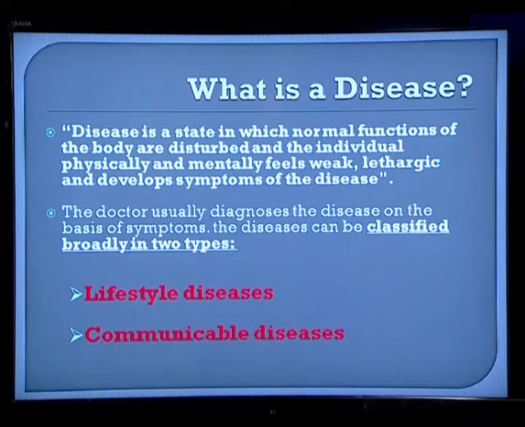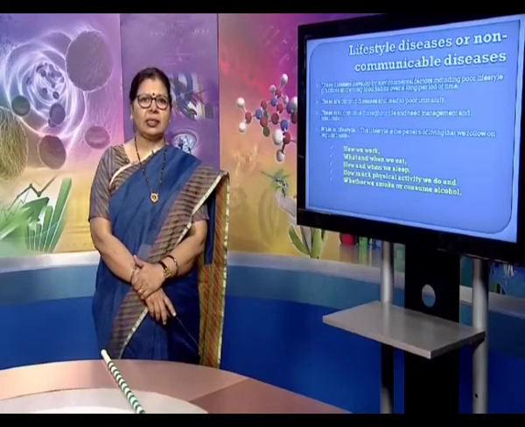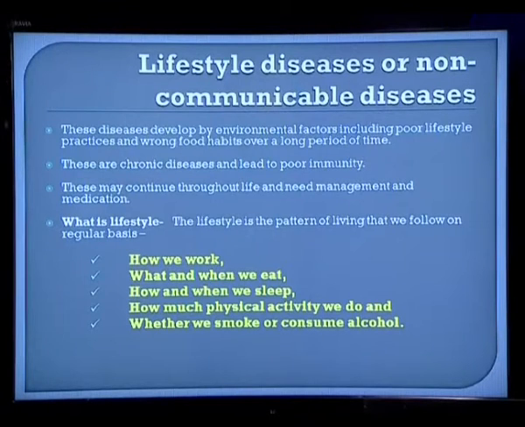But there are broadly two kinds of diseases. One is lifestyle diseases and another is communicable diseases. What are lifestyle diseases? These diseases are developed by environmental factors including lifestyle practices and wrong food habits over a long period of time. This is the main cause of lifestyle diseases. So these are chronic diseases and lead to poor immunity. They are conditions throughout life which need management and medication.